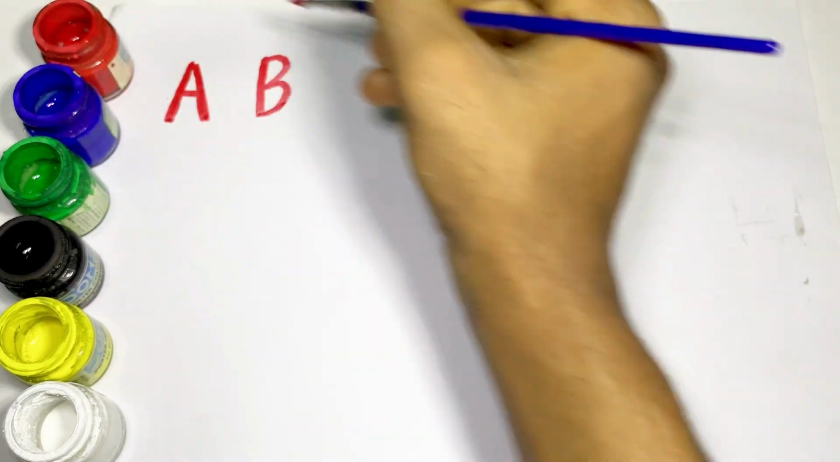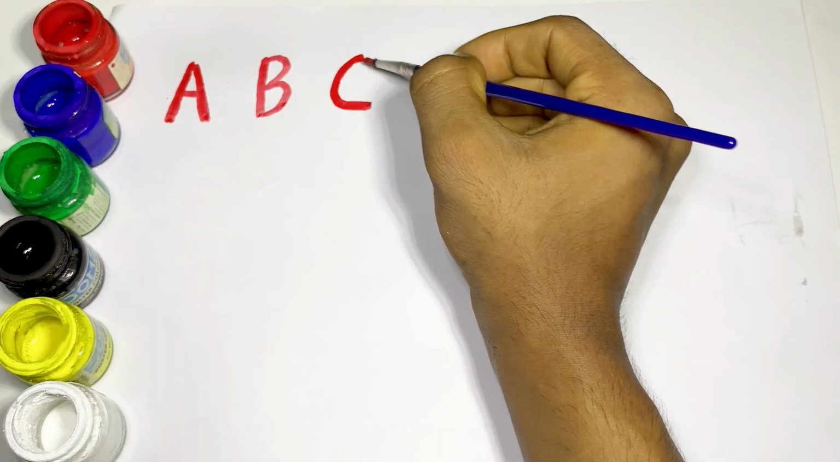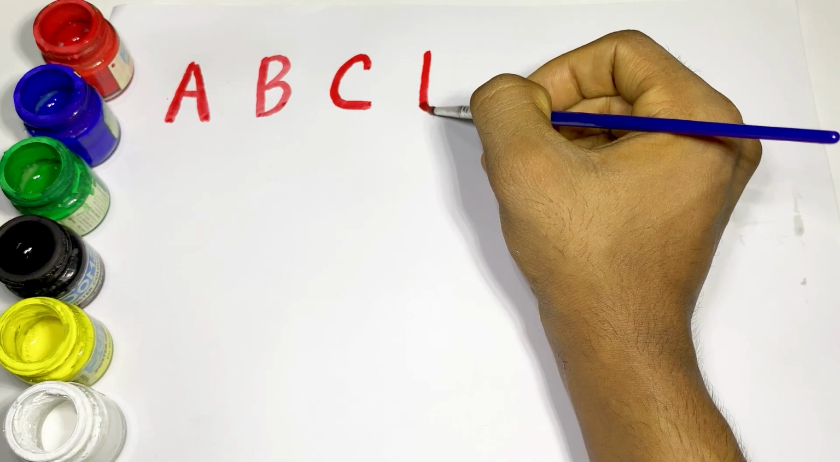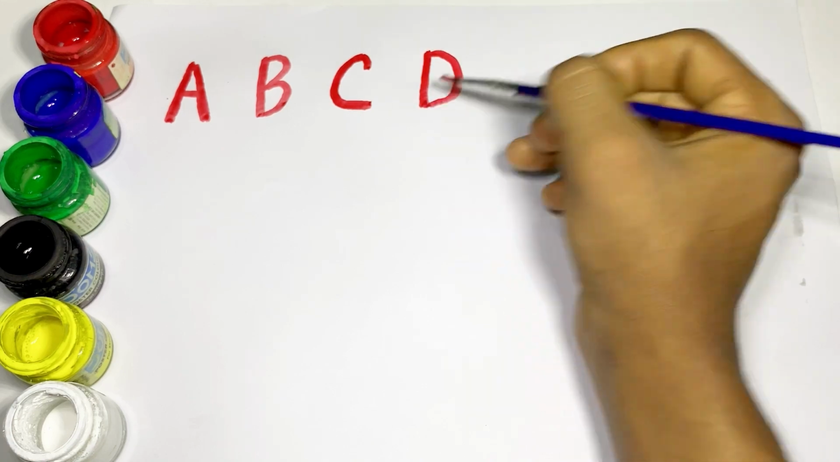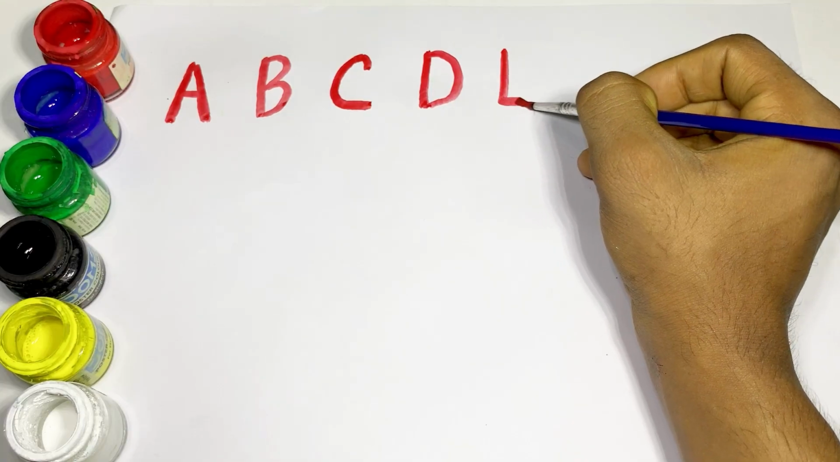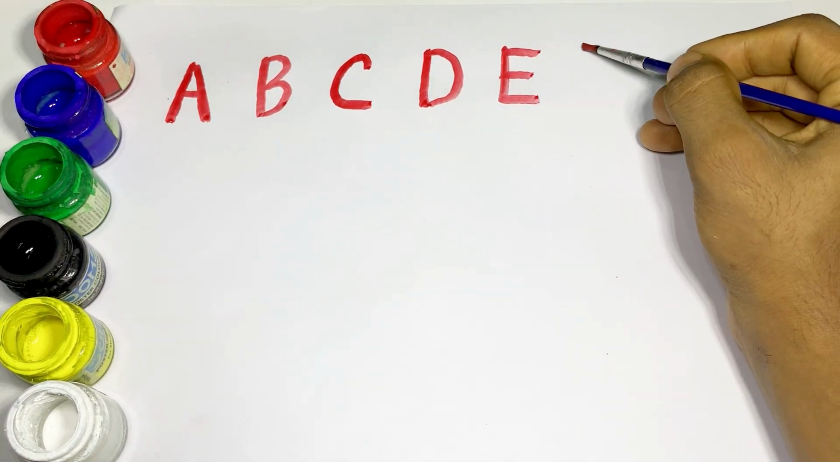Kids, again use red color and draw. C for cat, C for car. D for dog, D for doll. E for egg, E for elephant.